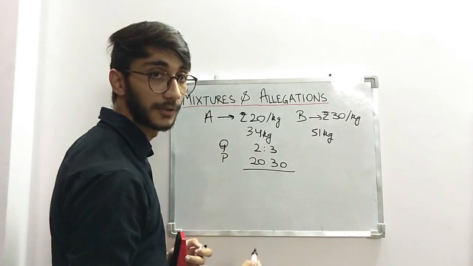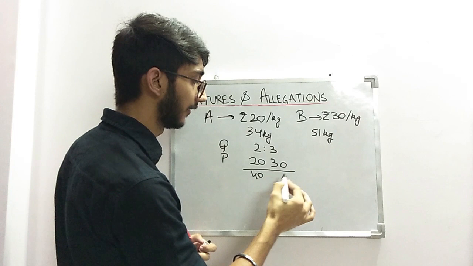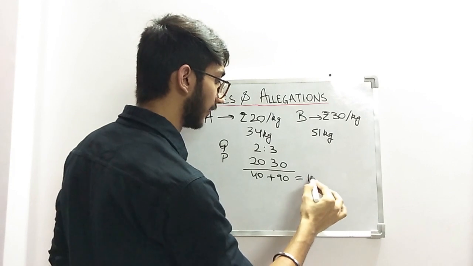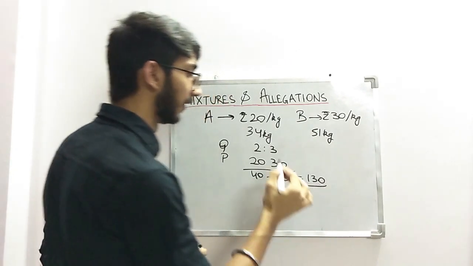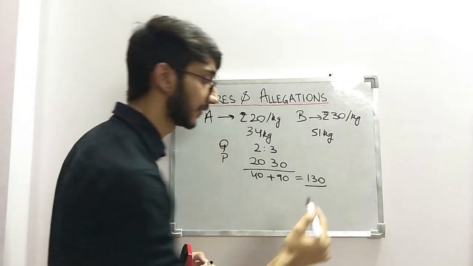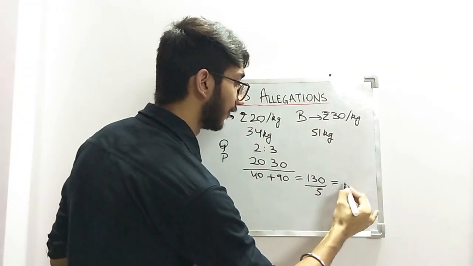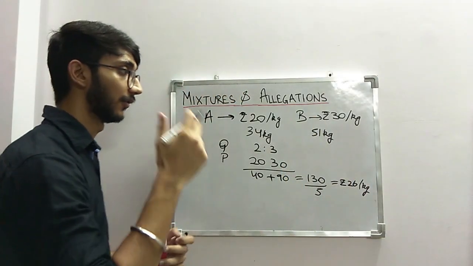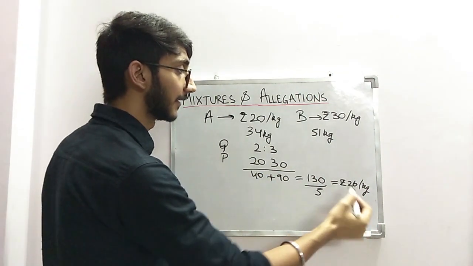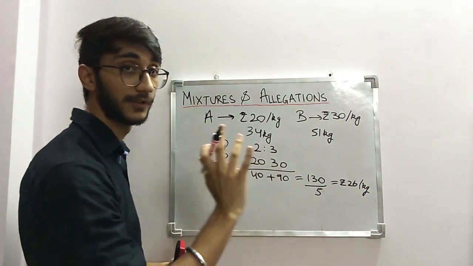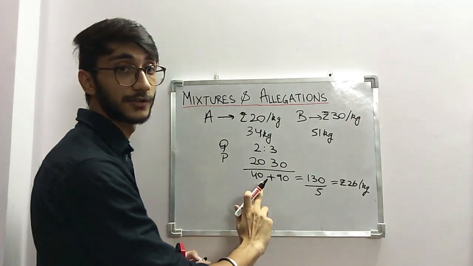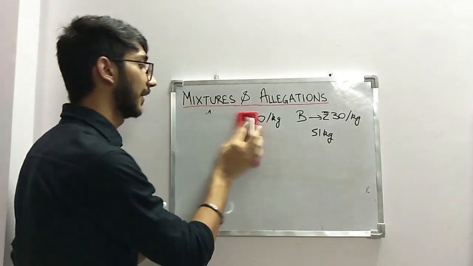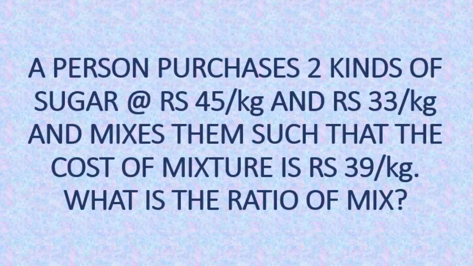Now multiply 2 with 20, that is 40, and here we have 90. So when we add 40 and 90, we'll get 130. Now what we'll have to do is add the ratios, that is 5. So 130 divided by 5 gives you rupees 26 per kg. So the price or cost of the mixture will be 26 rupees per kg. Just calculate the ratio of the quantities, but the prices should not be in ratio, they should be as it is, right?